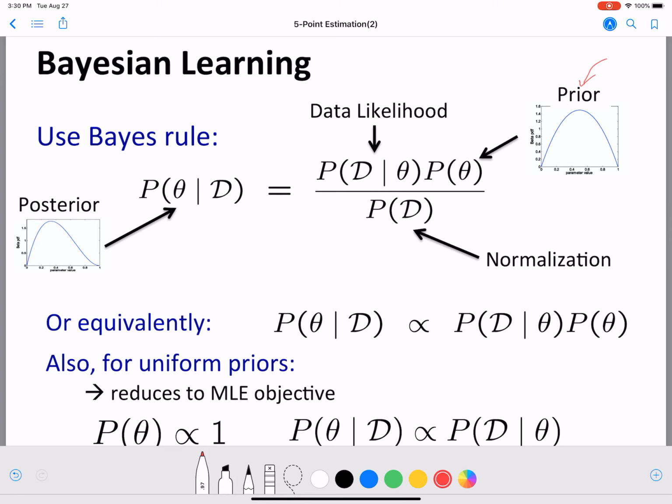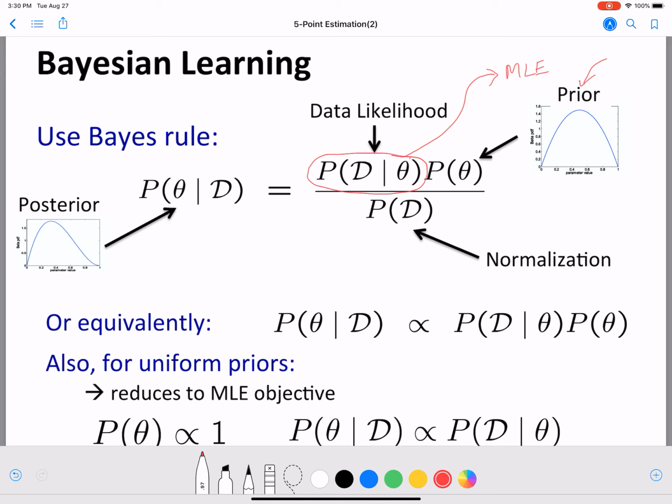What is the distribution of the data given that it is governed by theta? This quantity is what we used in MLE, right? We used this quantity, likelihood, in MLE. That's why it's called maximum likelihood estimation. So we are combining this and the prior. Now we have already seen Bayes' rule.